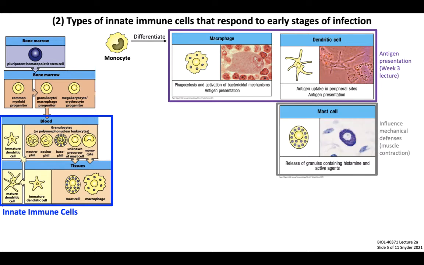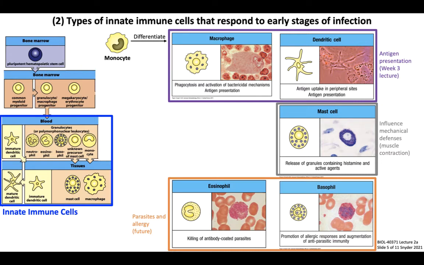Next, we have mast cells. These contain intracellular organelles called granules, which are filled with inflammatory molecules such as histamine. Mast cells are important during parasitic infections and influence mechanical defenses such as muscle contraction in the airway. And we may cover these briefly in the future as we discuss how their functions relate to the coordination of anti-helminth responses.